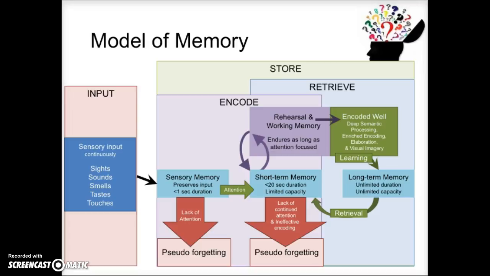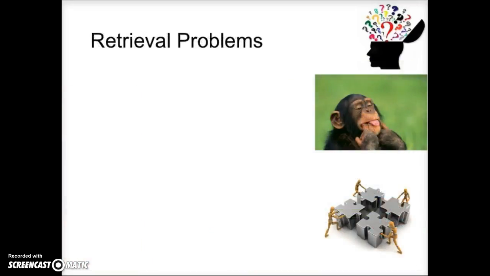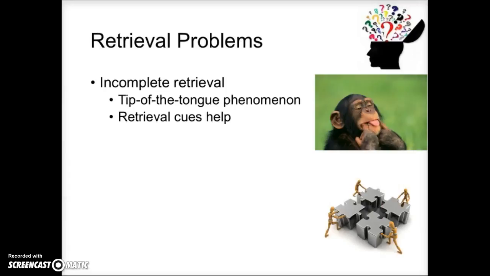So we're going to look at some problems that can occur in this process. If I'm not able to fully and accurately retrieve, we oftentimes call that forgetting. So retrieval problems include incomplete retrieval. This would be where I get part of the memory, but not quite everything I needed. We feel like it's right there on the tip of our tongue.